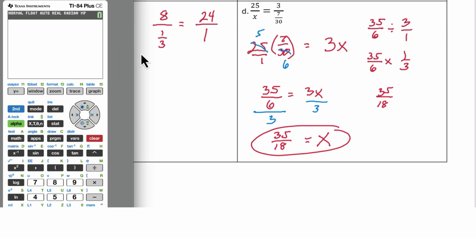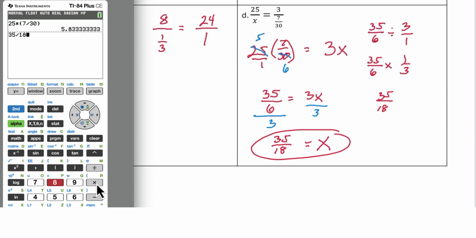If we wanted to check this, we could do 25 times 7 divided by 30. And we want to make sure that's equal to x, which we think is 35 over 18, times 3. And we do get the same answer. It's a repeating decimal, but that's okay. It's the same answer, so we know that this is true.